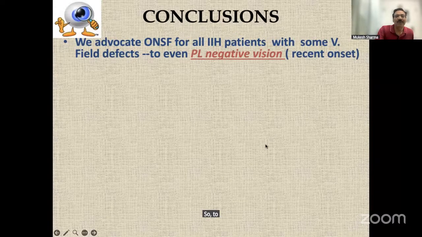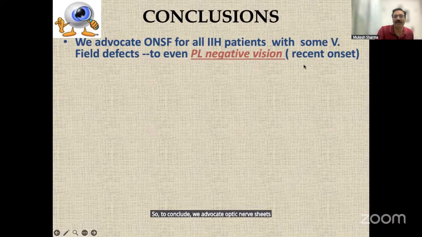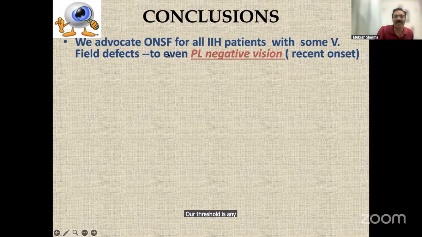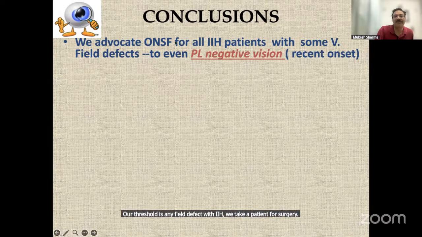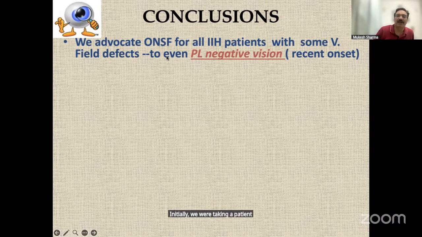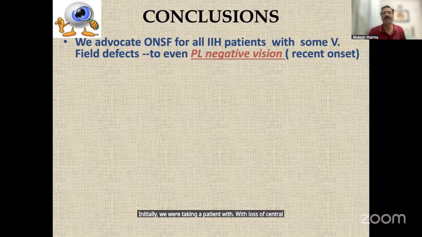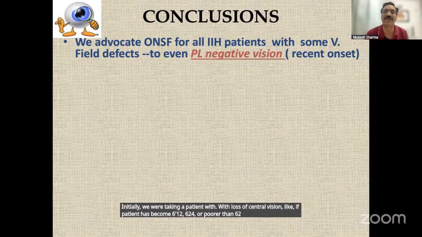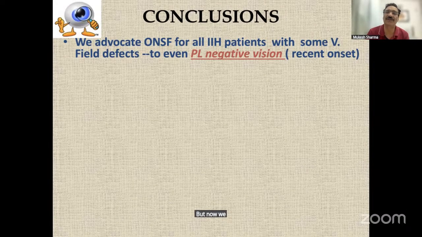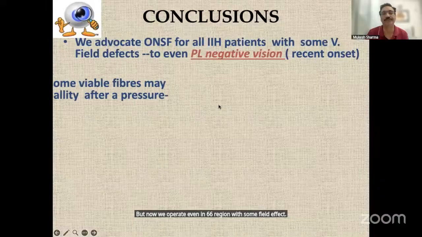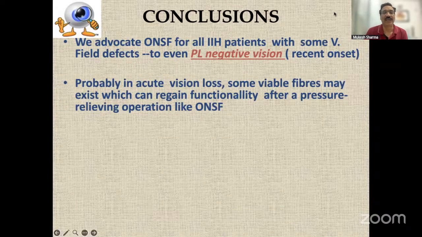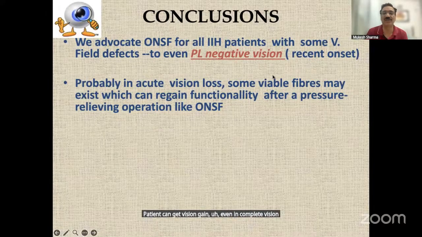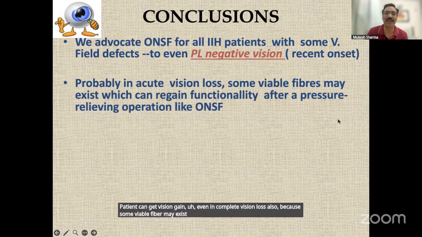To conclude, we advocate optic nerve sheath fenestration for all IIH patients with some field defect. Our threshold is any field defect with IIH; we take the patient for surgery. Initially, we were taking patients with loss of central vision, like if the patient has become 6/12, 6/24 or poorer than 6/12 vision. But now we operate even in 6/6 vision with some field defect. A patient can gain vision even in complete vision loss, because some viable fibers may exist and they may regain functionality.